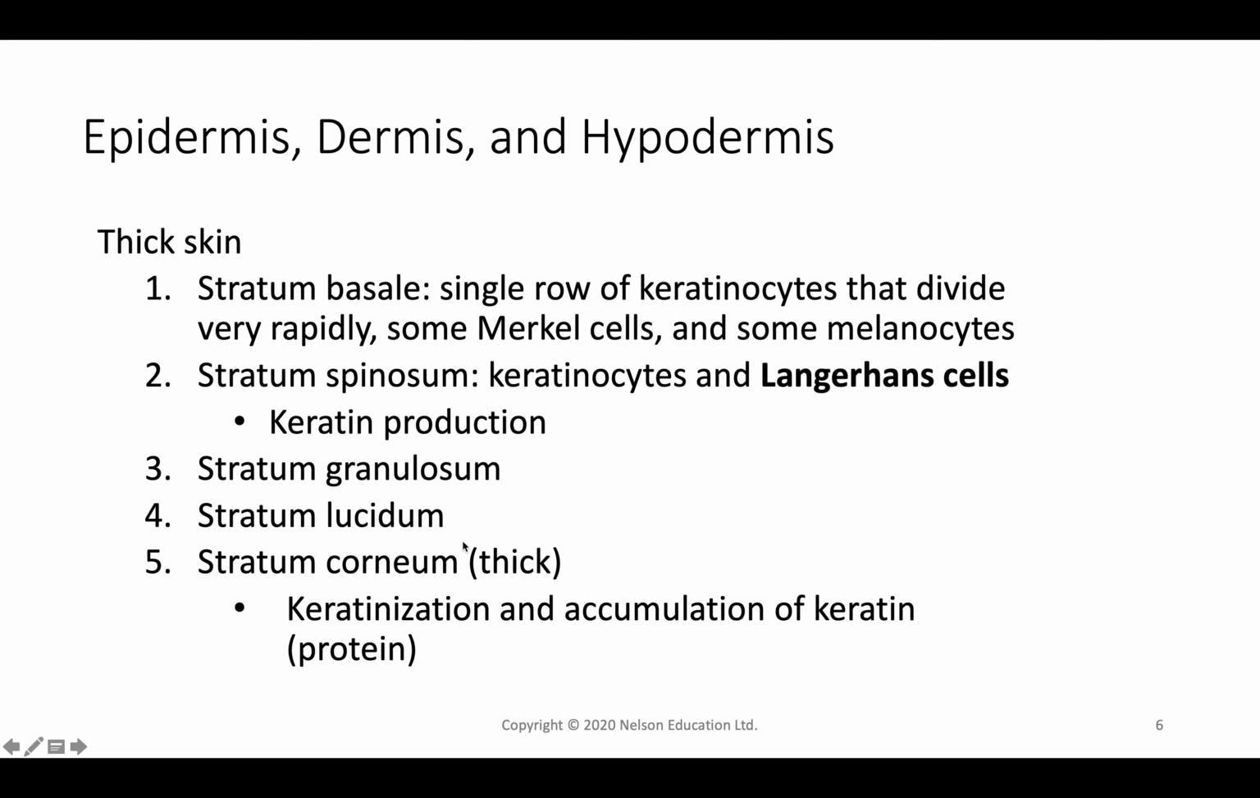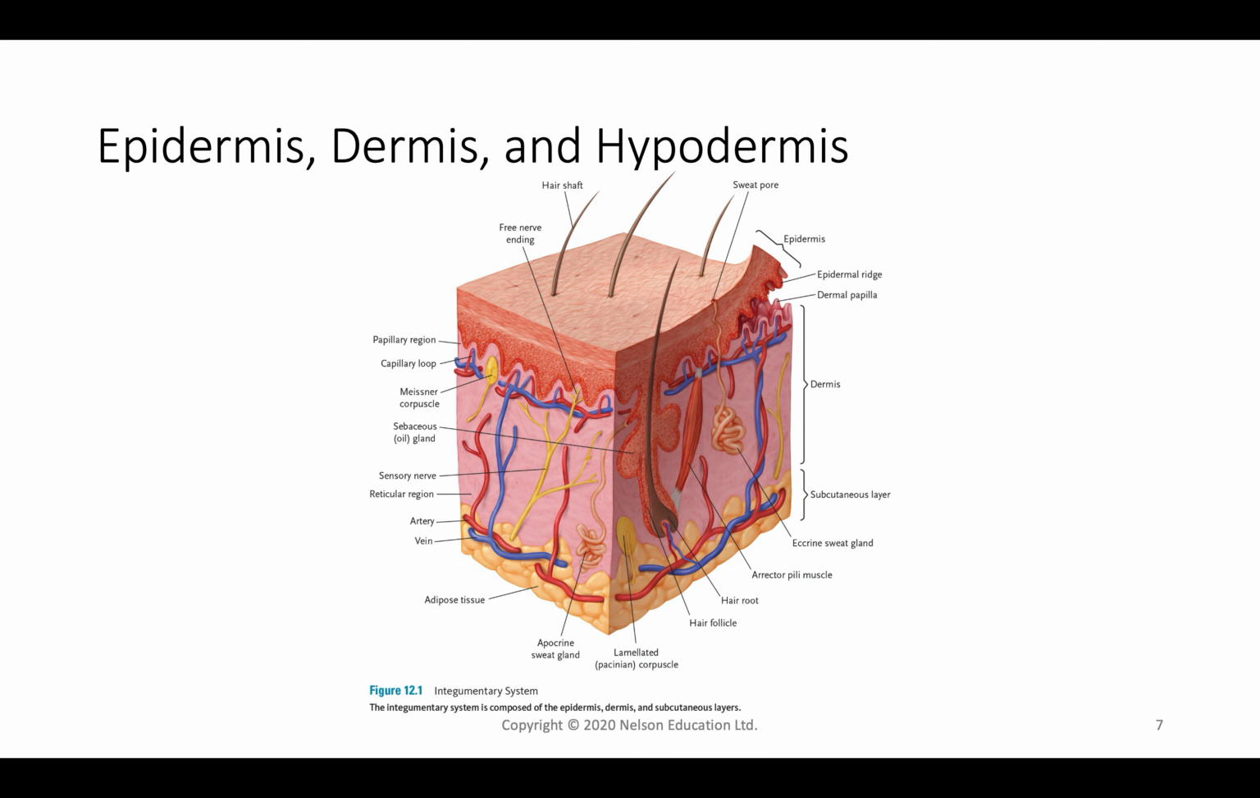All right, so what's in each of these layers? The stratum basale is the basal layer, which is going to be replenishing all of the skin cells above it. So it's a single row comprised of keratinocytes. They divide very quickly, and it's also comprised of some melanocytes and Merkel cells, and they're going to reproduce and create more skin that's going to be pushing upward. And as we travel upward, we're going through these layers, namely the spinosum, granulosum, lucidum, and corneum.